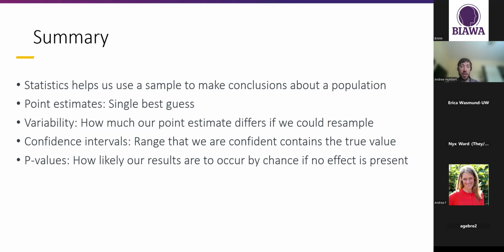And then the last is this p-value, which is really a measure of how likely our results are to occur just by chance alone if we know there is no effect present, right? So we create this artificial scenario where we know there is no effect. We then looked at, okay, what does this distribution of outcomes look like if we know there's no effect? And then we compared our specific effect to that distribution of values when there was no effect.